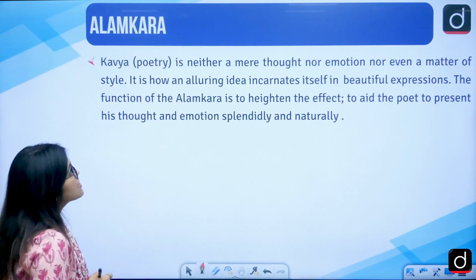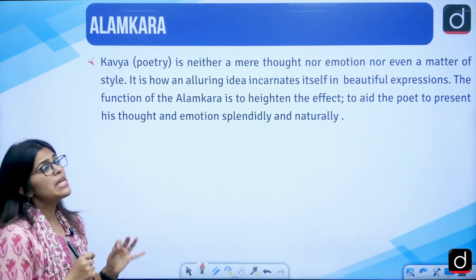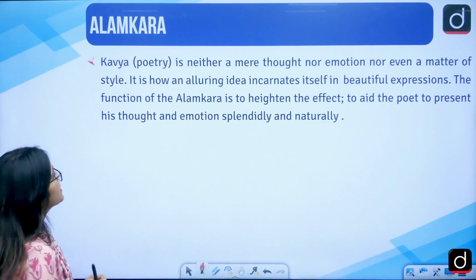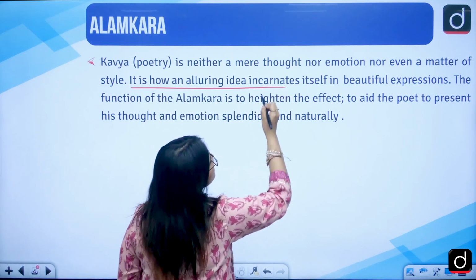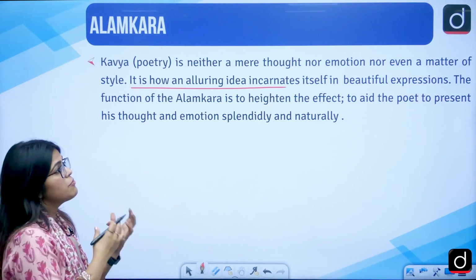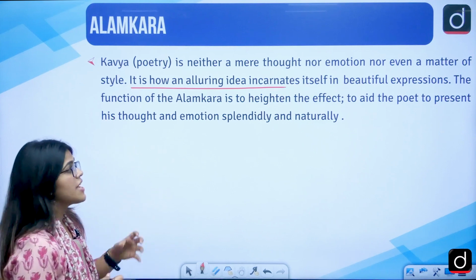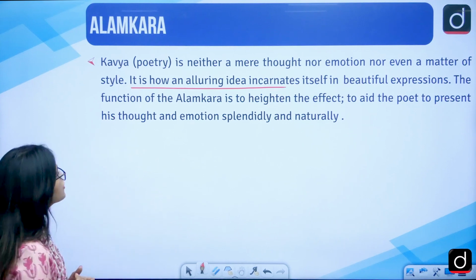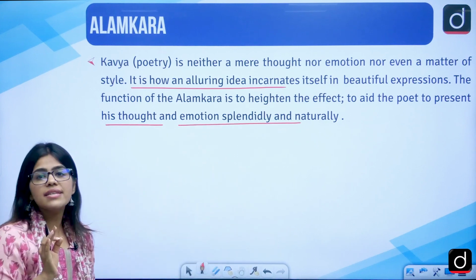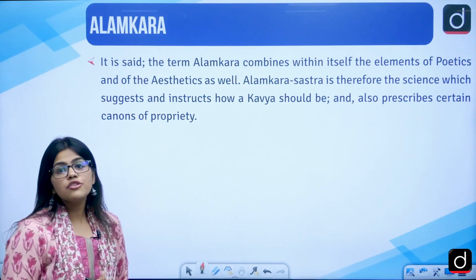Kavya, that is poetry, is neither mere thought nor mere emotion. It is a beautiful expression. It is how alluring ideas are incarnated in a beautiful expression. The function of Alamkara is to heighten the effect and to aid the poet to present his thought and his emotion in the most splendid and the most natural manner. So the natural manner should also be there.